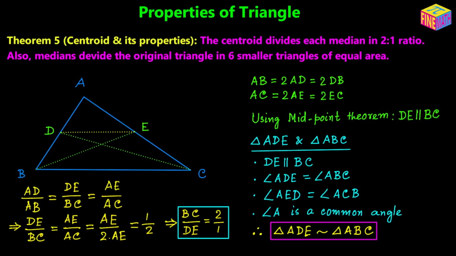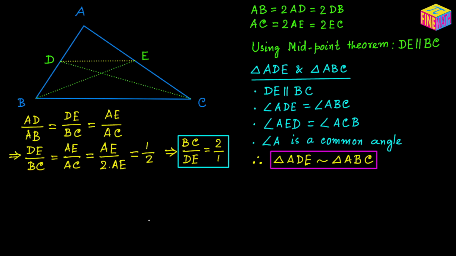So now we are going to look at two other triangles. Let's assume that the medians intersected each other at point G. Actually we use uppercase G to denote the centroid, and this point is called the centroid.